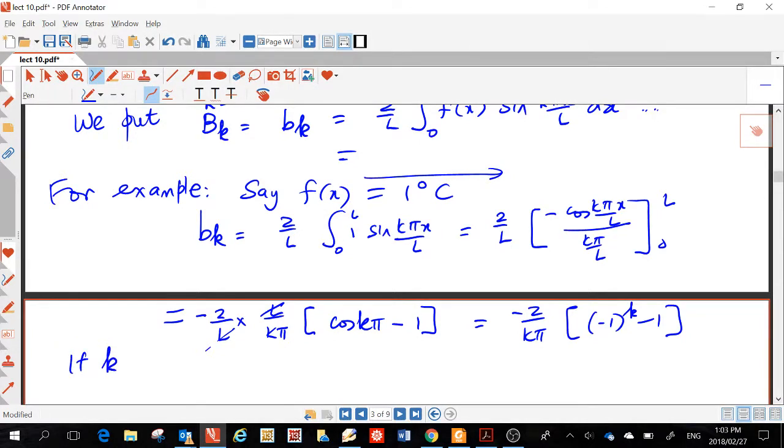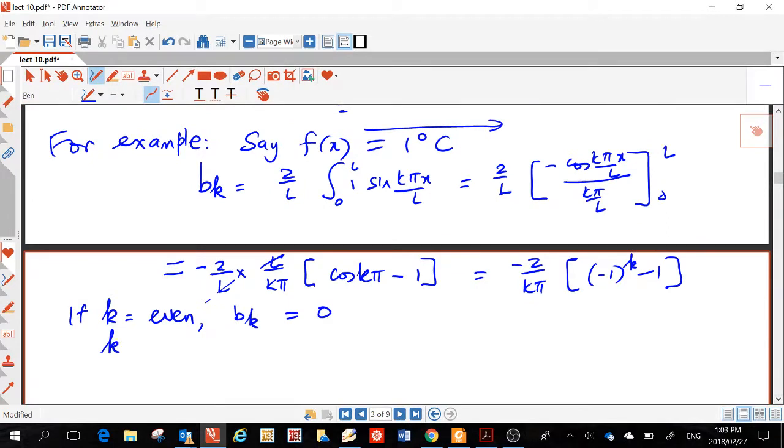If k is even, bk is 0. If k is odd, then bk is equal to minus 2 times minus 2, which is 4 over k pi. So we can say bk equals 4 over k pi.